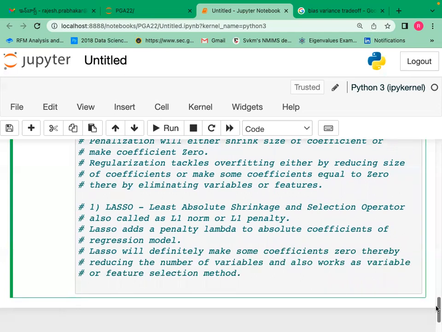Decision trees also have that feature selection, right? You get important features, feature importances. Decision tree models are also variable selection. Lasso is also a variable selection method because it will eliminate some variables by making them zero, thereby reducing the number of variables. So if you give X variables, you will get fewer than X as output. That means you can use it as a feature selection or variable selection method.